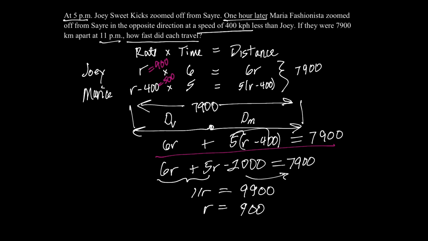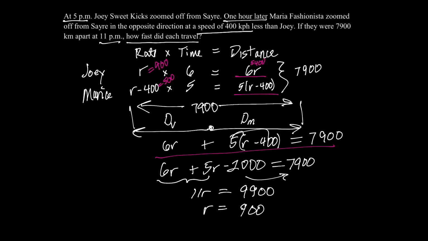Now, the problem didn't ask, but I could also figure out the distance that Joey covered and the distance that Maria covered, right? So Joey went 6 times 900, so that would be a total of, let's see, 5,400 kilometers. And Maria went, what's 7,900 minus 5,400? So I could do some quick mental arithmetic here. I'm just writing down what I'm doing. But she went 2,500 kilometers.